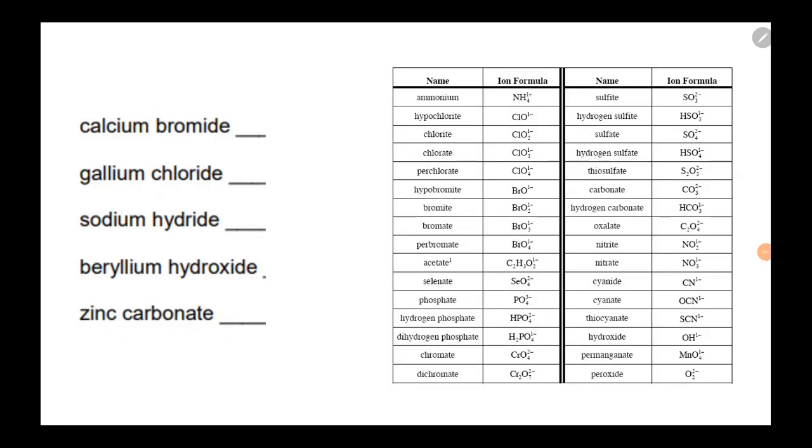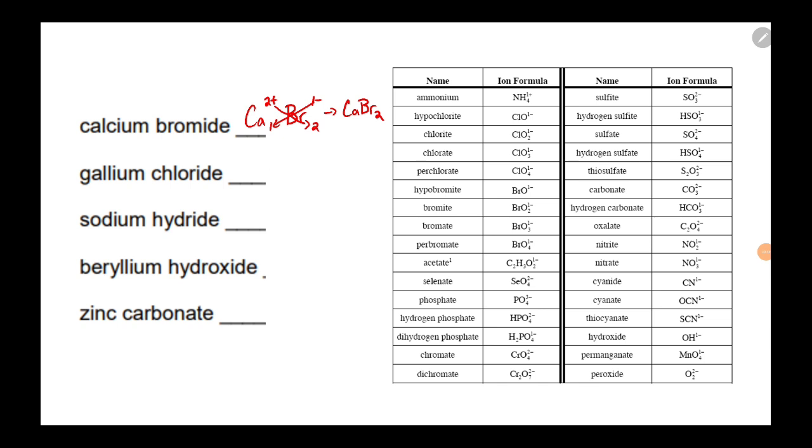Here we have some examples. In the first, we are asked to write the formula for calcium bromide. Calcium, we can infer from the periodic table, has a positive 2 charge, and bromine has a 1 minus charge. Performing the crisscross method, we put the 2 down here and drop the sign. We put the 1 down here and drop the sign. We don't write 1s in chemical formulas, so the formula for calcium bromide is CaBr2.